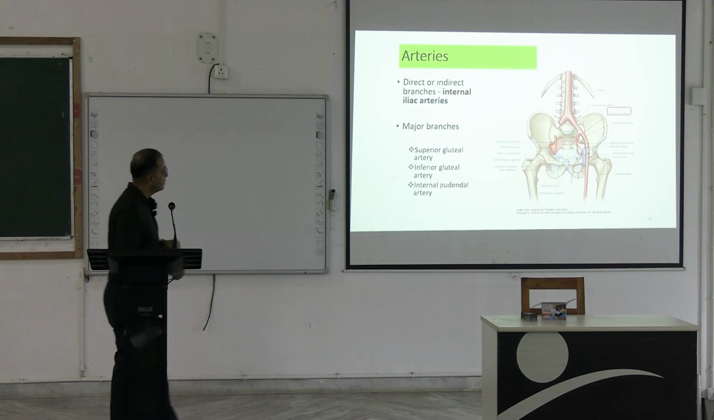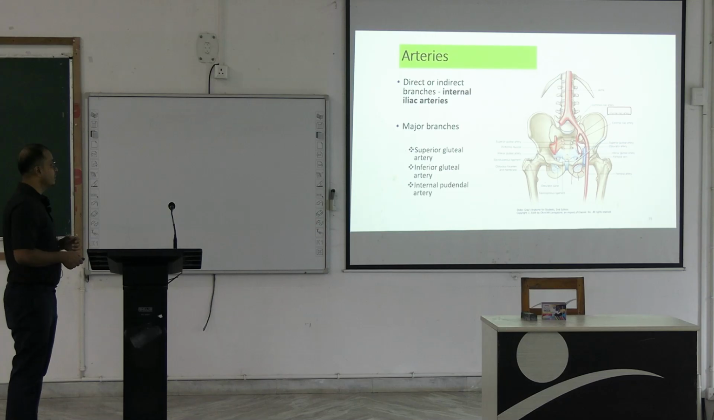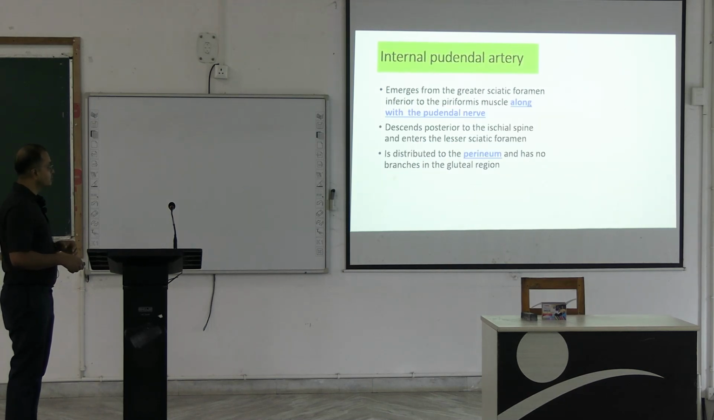Coming to the blood supply, which comes from the branches of the iliac arteries, the internal iliac of course, giving the superior and inferior gluteal branches as well as the internal pudendal artery. They supply the gluteal region, or back side of the hip joint, making two anastomoses. We call them the cruciate and trochanteric anastomosis.